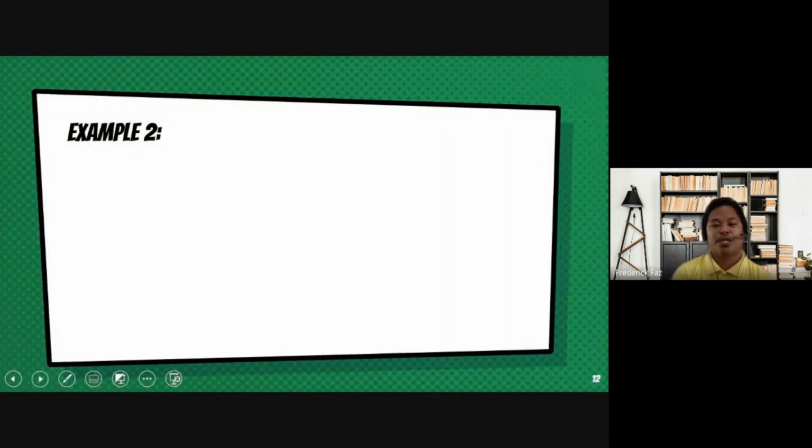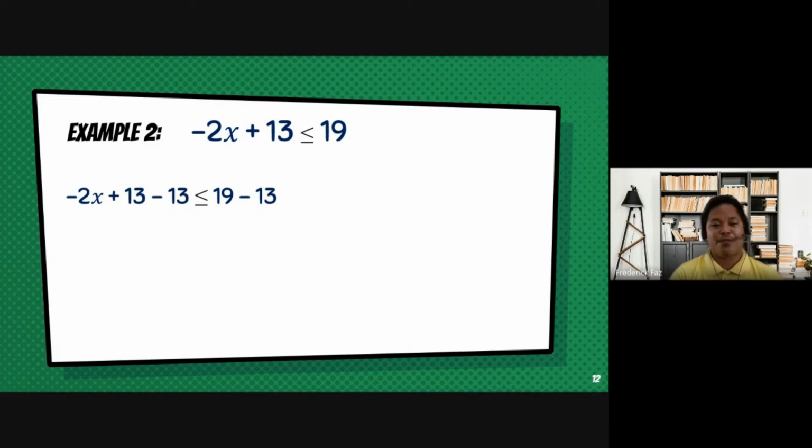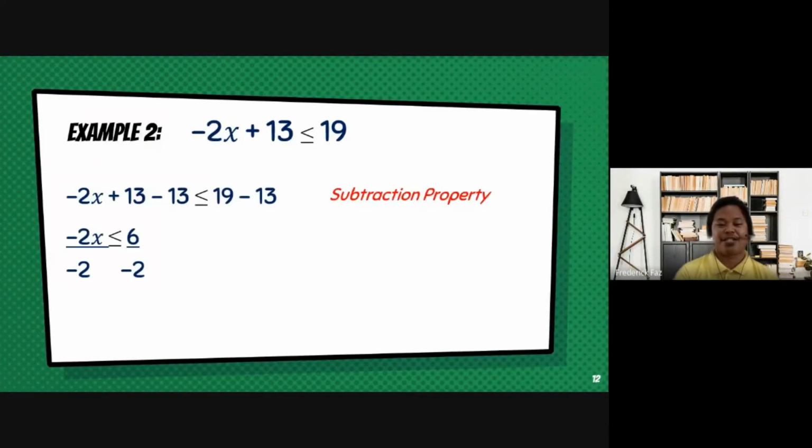Example 2, we have negative 2x plus 13 less than or equal to 19. So, the first step, we subtract 13 both sides to eliminate positive 13 in the left side. So, ito pong 13, para matanggal po siya, we subtract 13 po, both sides. Then, after subtracting, we have this negative 2x less than or equal to 6, since 19 minus 13 is 6.